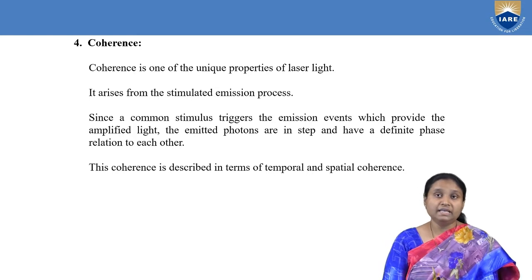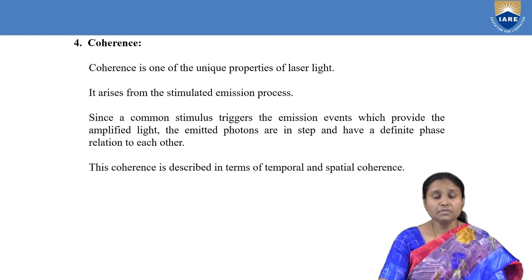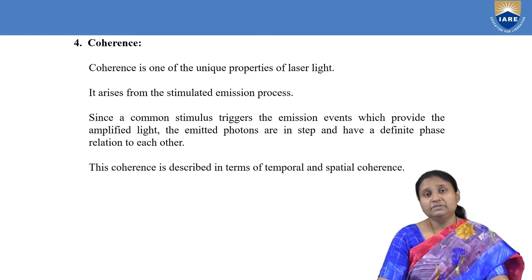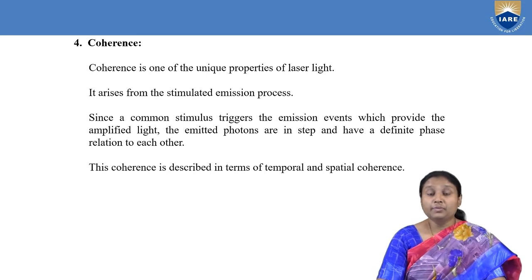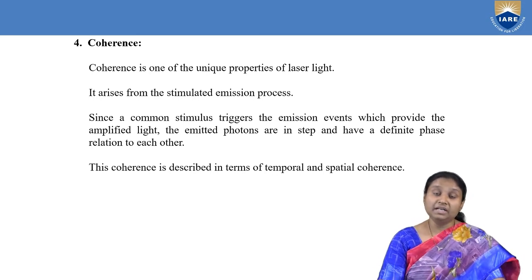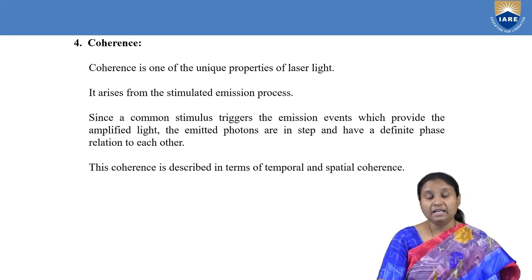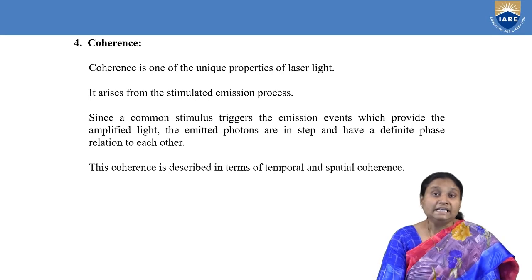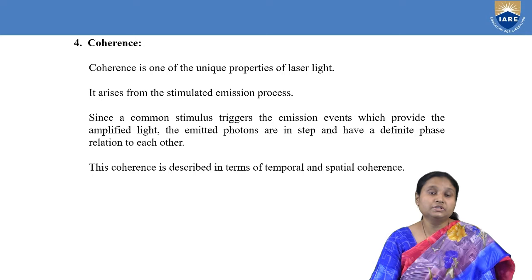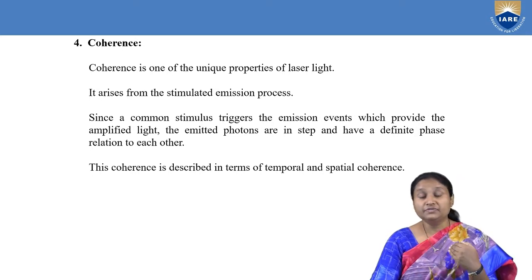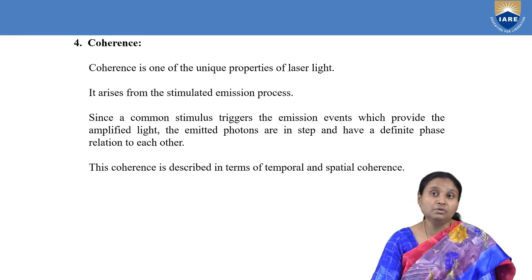Then going to the next one, coherence. We know that even when we take a normal light source, we have seen certain phenomena exhibited by light. What are the phenomena exhibited by light? If you take interference and diffraction, there also we come across this property of being coherent. In what way is laser light different from normal light when we consider this property of being coherent?